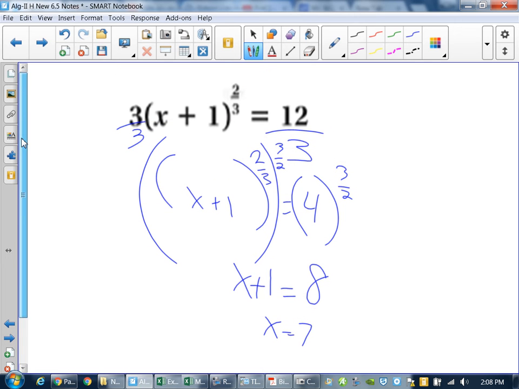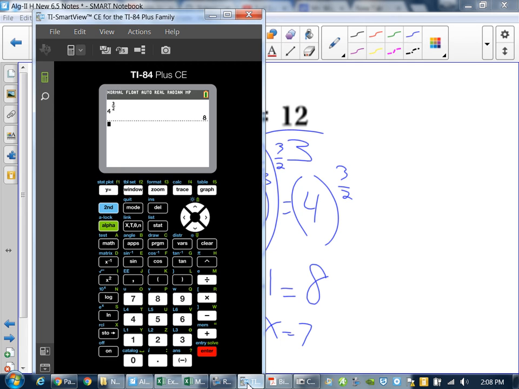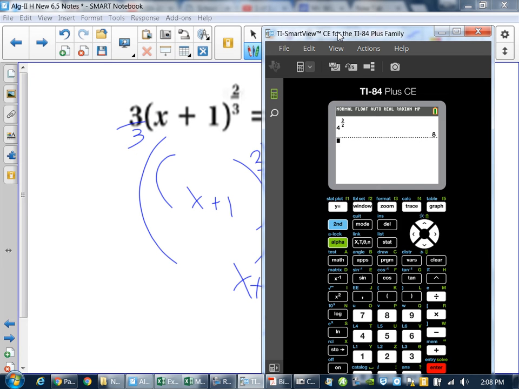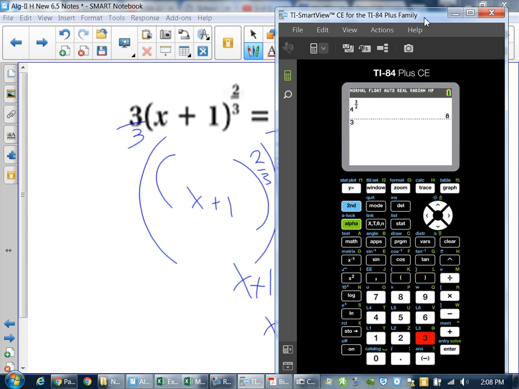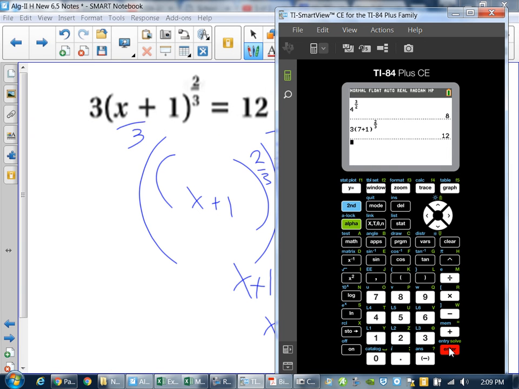Once again, go back and check your work. Very easy. You just put it back in your calculator. I can type it in literally the way it is. 3 parentheses 7 plus 1 to the power 2/3 equals. Did it equal 12? Yes, it did.